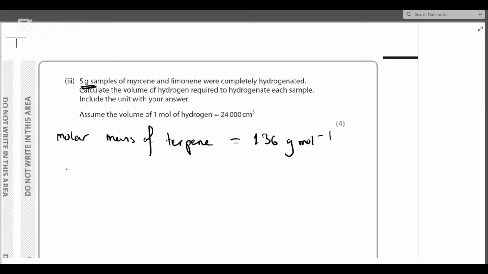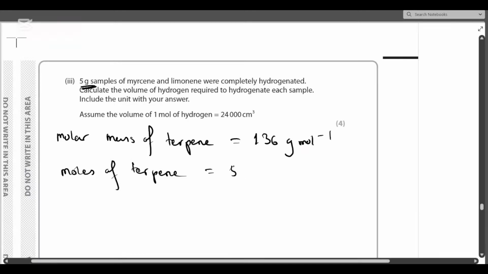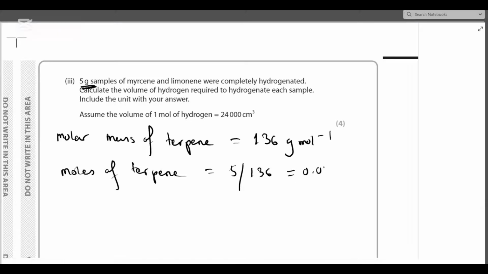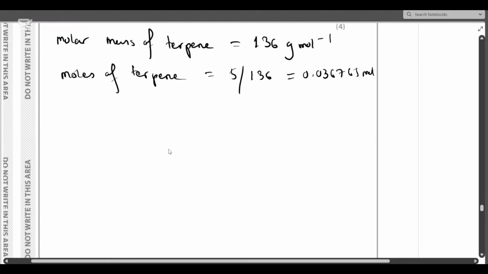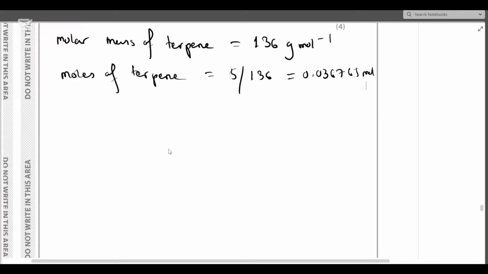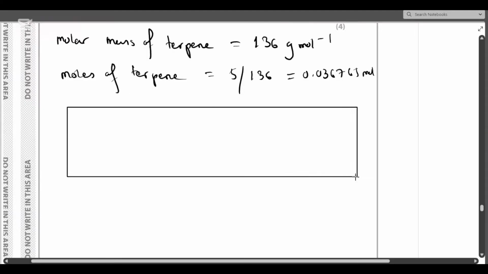Since you now know 5 grams, we can easily say that the moles of terpene is 5 divided by 136, which eventually gives us 0.0366765 mole. So this is the moles of terpene. Now since we know the moles of terpene, we can find the number of moles of hydrogen required for both.